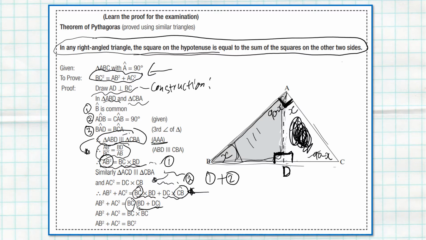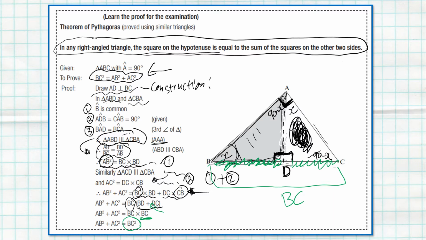Look at BD, and let me highlight it with green. BD, here it is, plus DC. Can you see DC? It's there, right? BD plus DC is that big length there. That is what? That is BC. Can you see? It means that we can replace BD plus DC by BC. Then BC times BC is going to give us what? BC squared is equal to AB squared plus AC squared. Look, now we have proven our theorem of Pythagoras.